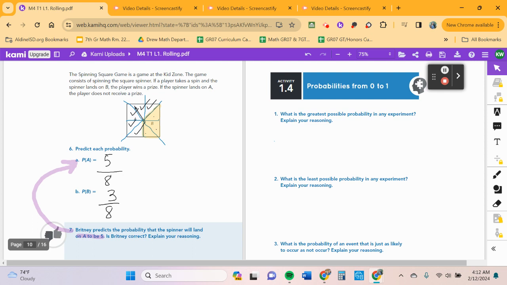Welcome back. We are still in rolling. This is activity 1.4, and we're talking about probabilities from 0 to 1.